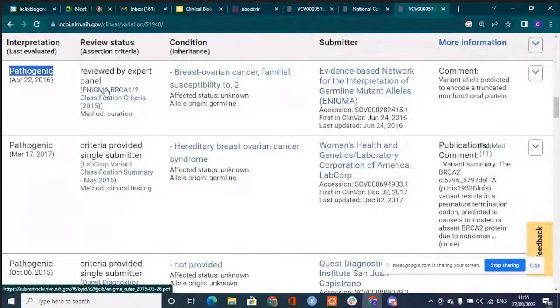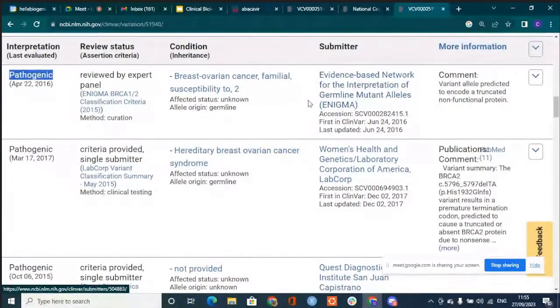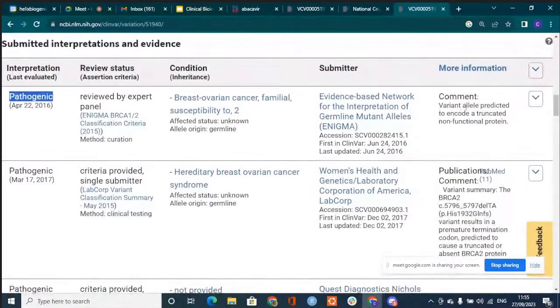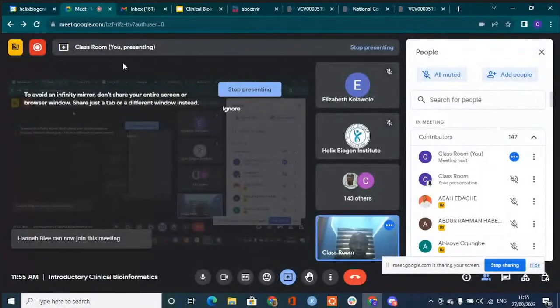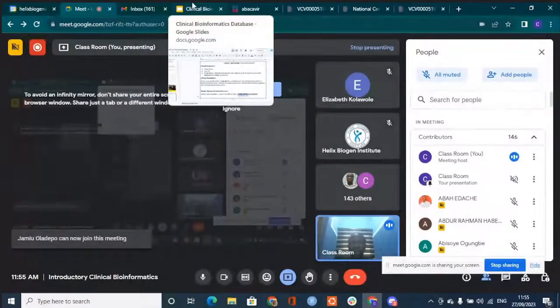This one is pathogenic based on ENIGMA, and the condition is breast ovarian familial. This is submitted by ENIGMA, as I said. So this is the comment of this particular consortium: the variant is early predicted to encode a truncated non-functional BRCA2 gene. So the BRCA2, I think, is a DNA repair enzyme. So it's going to lead to a non-functional protein.